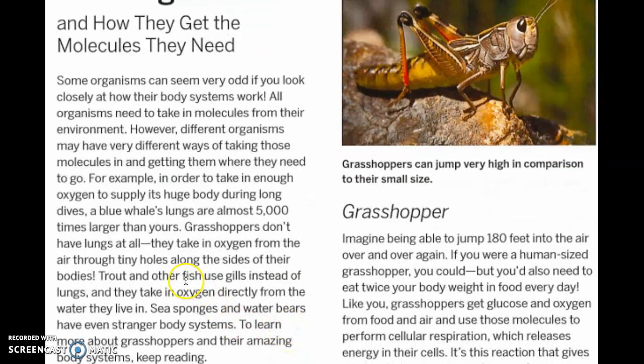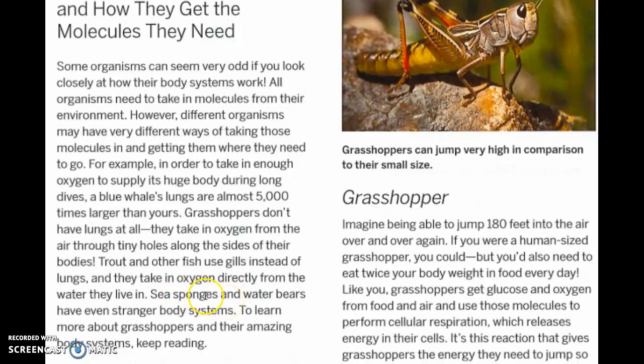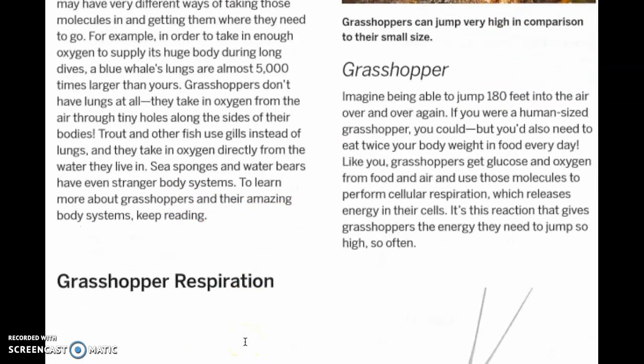Trout and other fish use gills instead of lungs, and they take in oxygen directly from the water they live in. Sea sponges and water bears have even stranger body systems. To learn more about grasshoppers and their amazing body systems, keep reading.